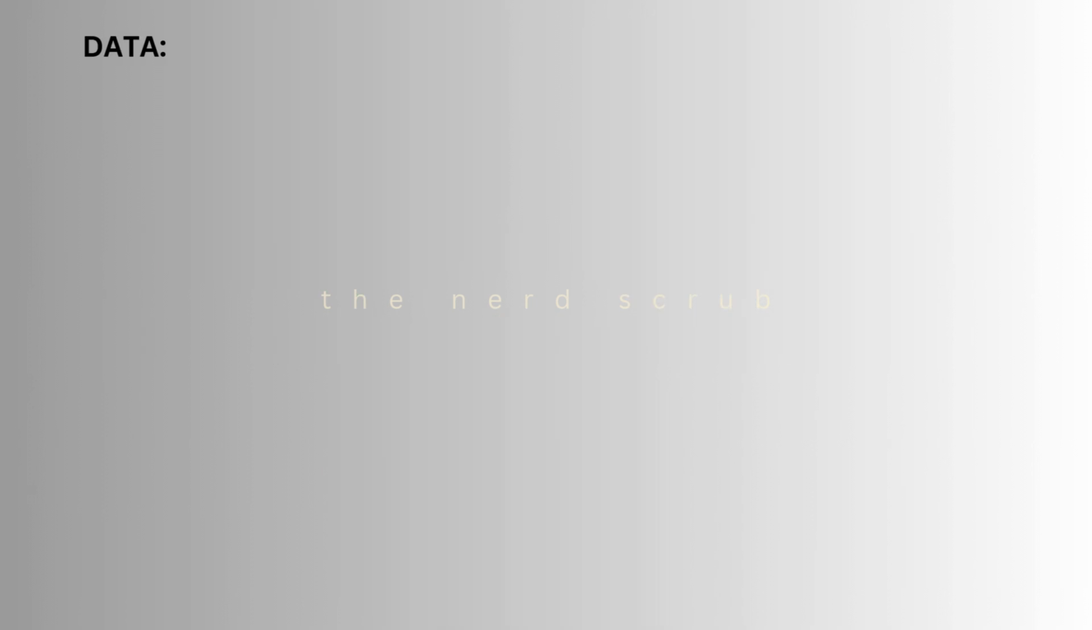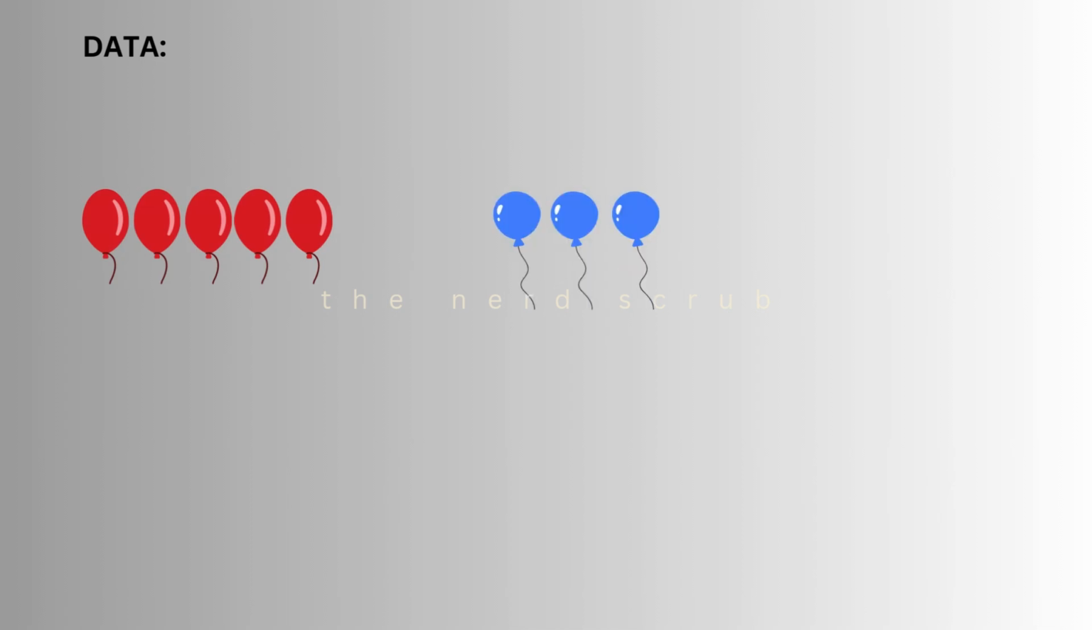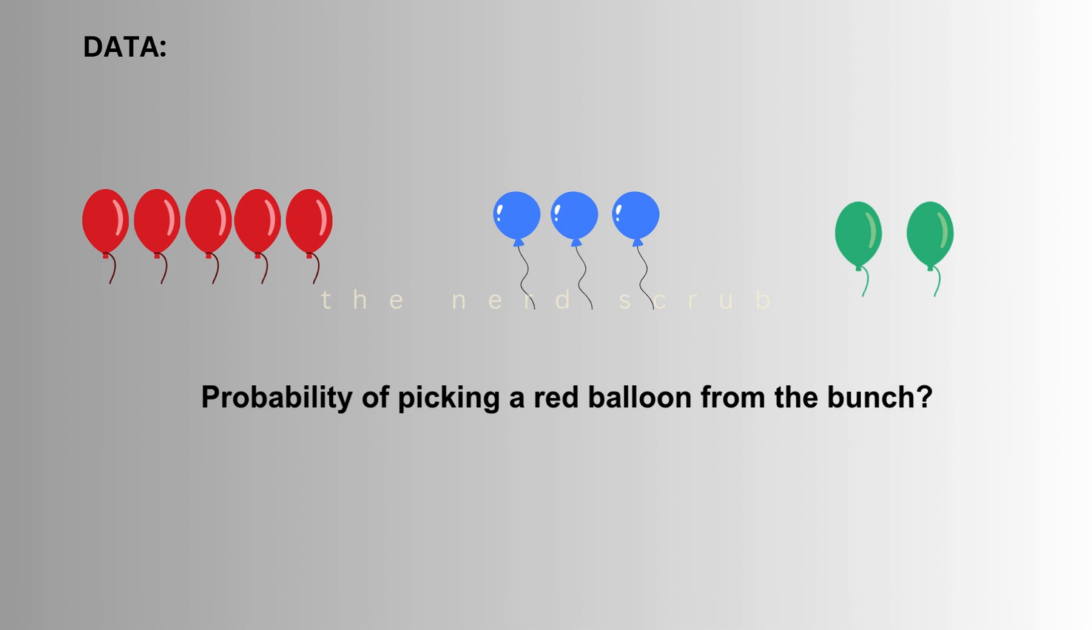Let's solve a simple probability problem to see how we can apply the concept of probability to a real-life situation. Imagine you're at a party and there are 5 red balloons, 3 blue balloons, and 2 green balloons. You want to know, what is the probability of picking a red balloon from the bunch?